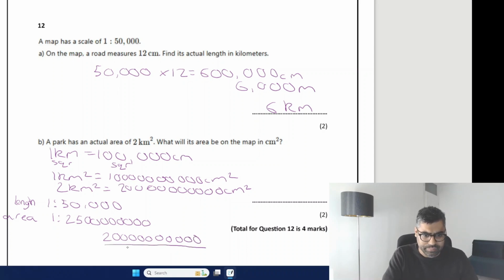Dividing it by 2,500,000,000. So what we need to do is this number divided by this. Really easy. Let's just cross out the zeros. So just match them off, basically until we run out of zeros in either the numerator or the denominator. And then it should be fairly easy to find our answer. Okay. So we have 200 divided by 25, which means that the answer is 8 centimeters squared. So quite a tough question, as you can see, in order to gain 2 marks.